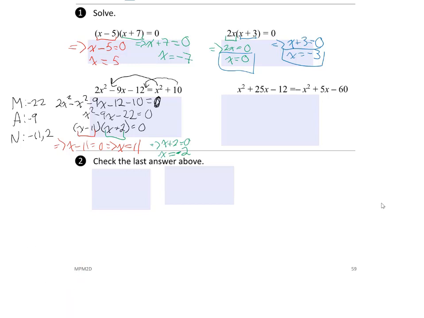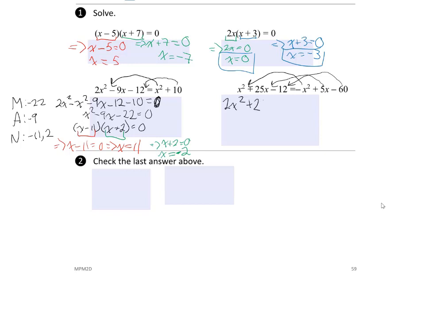Let's do another example very similar to that, with the exception that when we move the negative x squared over, it's going to become positive. We move the 5x over, that's going to become negative, and then negative 60 becomes positive. And when you collect like terms, I'm going to jump a step just to save us a little bit of time because you don't need to see how to do this every single time. Negative x becomes positive x squared, so we got 2x squared now.